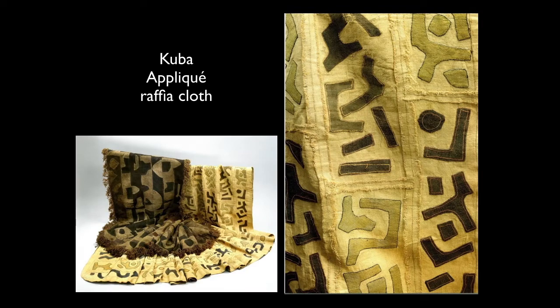Another Kuba fabric, which is quite famous, not as laborious, but still quite bold and beautiful, is the Applique Raffia. And here it's not a deep pile embroidery. It's much bolder patterned, with striking geometric interlocking forms. And there are about 200 named patterns in use by women weavers.